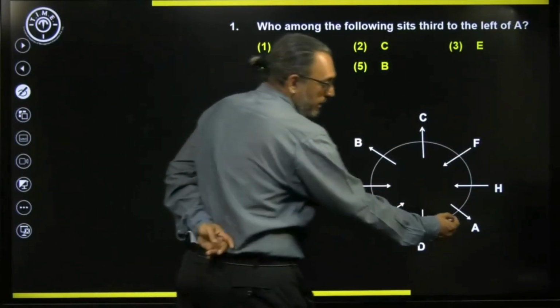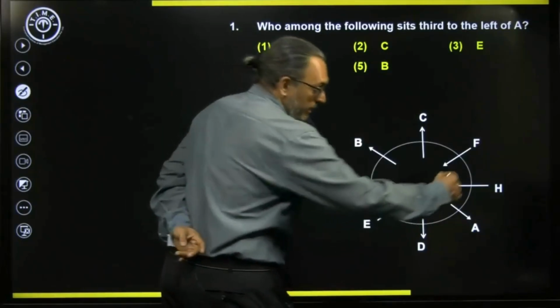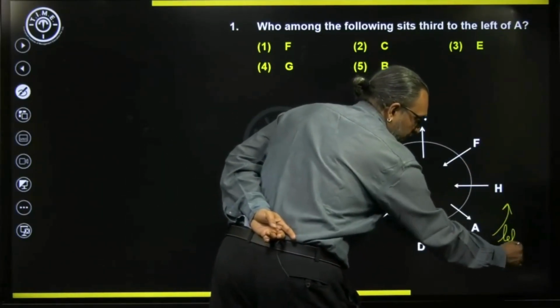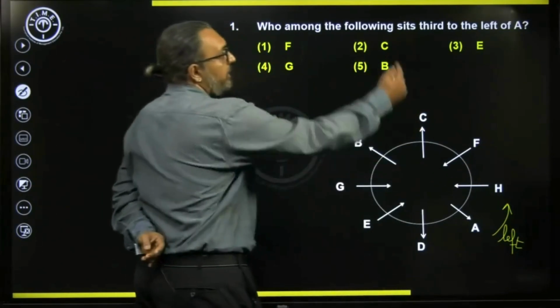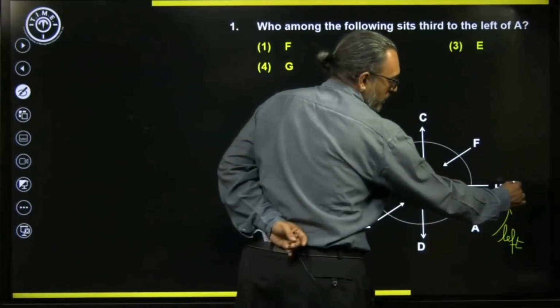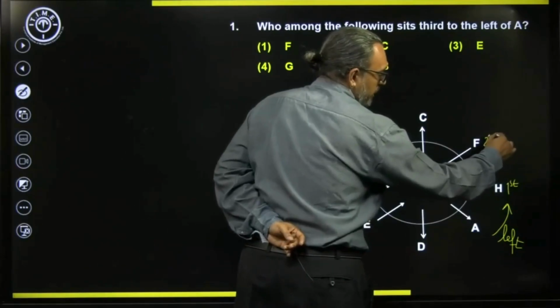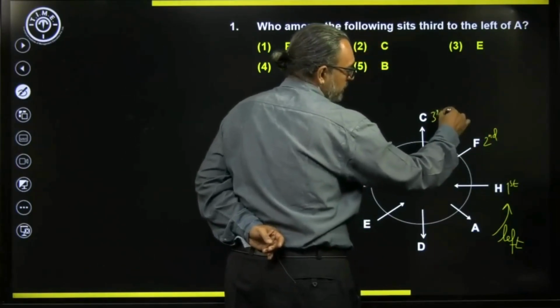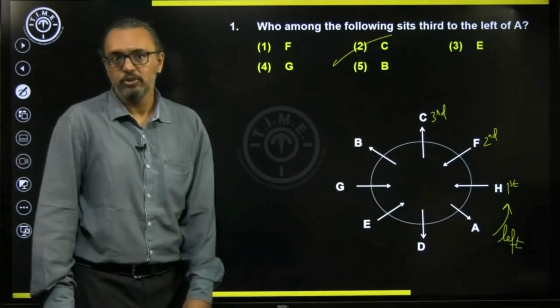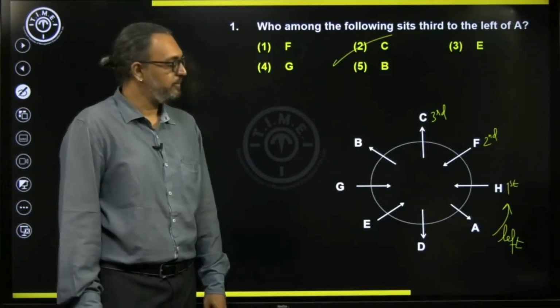See, A is here. Now for away from the center, clockwise is the right side, anti-clockwise will be the left side. So I need third to the left of A. So this is first to the left. This is second to the left. And this is third to the left. So my answer is C, choice 2. Correct? Yeah.